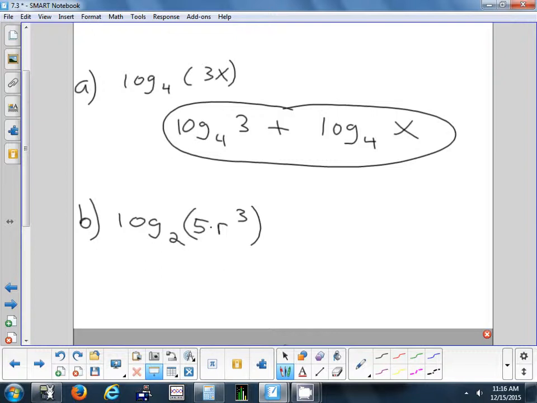All right, so Andy, is this one going to split as a sum or difference? And how do you know? Sum because it's multiplying. So we have log and log. Ashley, what's going to be the base on each log? 2. That doesn't change. Okay, Jacob, what's going to be my first argument? 5. And my second argument? R to the 3rd. Okay, any questions up to that stuff?